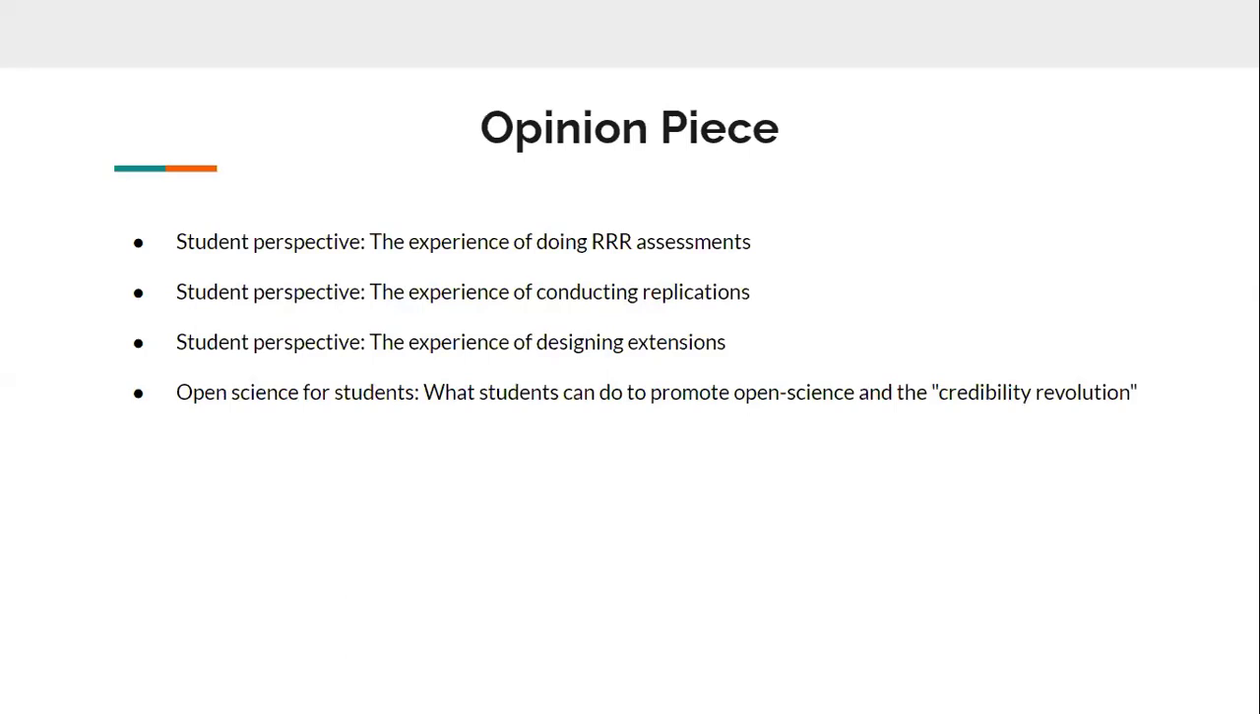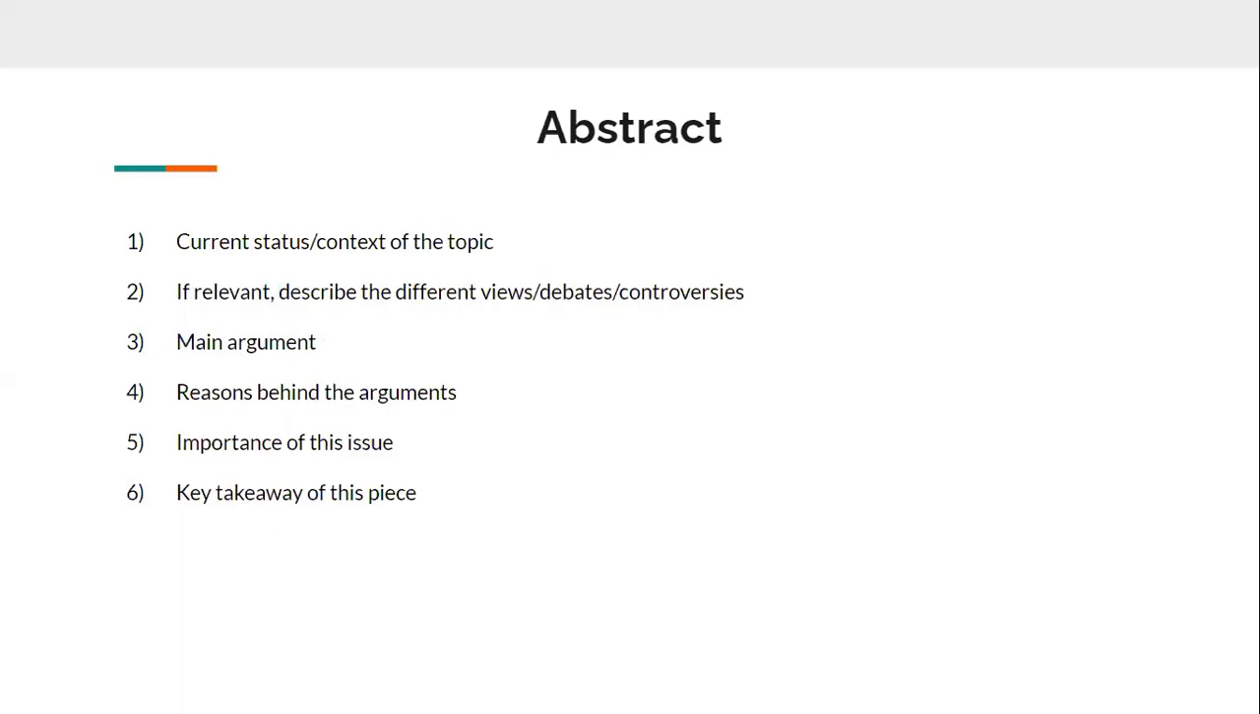So the abstract is pretty simple. Again, you may describe the current status or context of the topic of replication, of extension, or assessment. If relevant, please describe the different fields, debates, and controversies surrounding this topic. This is followed by the main argument, the reasons behind such arguments, and the importance of this issue. Finally, you may describe the key takeaway of this perspective.